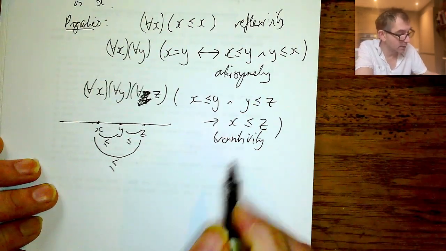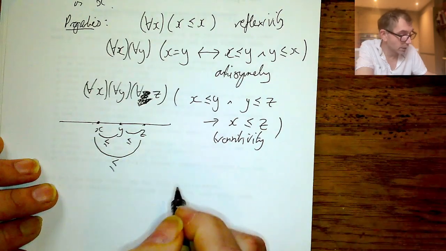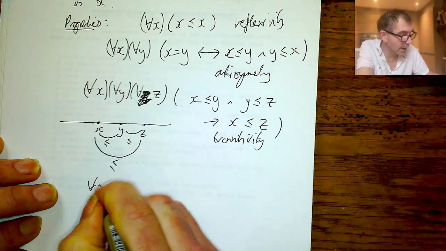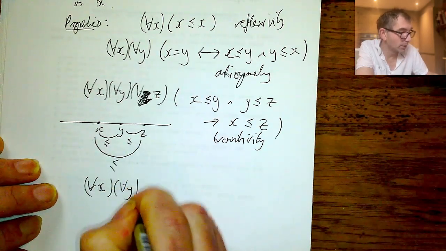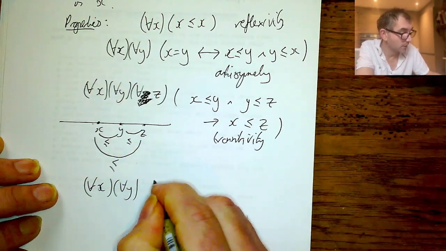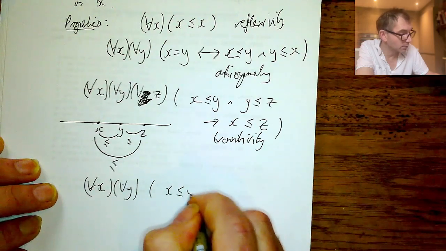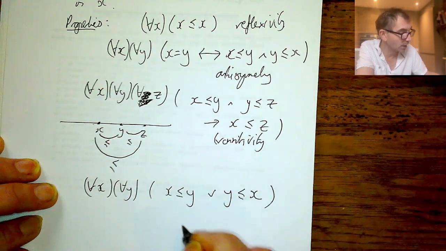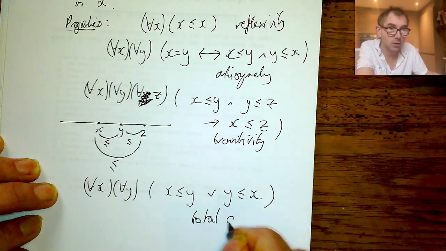And then there is one more thing, which is the total order relation, and that is just saying either x is less than or equal to y or y is less than or equal to x. For all x, for all y, either x is less than or equal to y or y is less than or equal to x. And that's the total order relation.